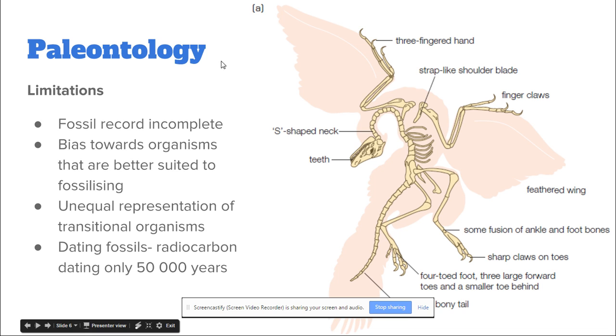Just as an example, some limitations of using paleontology and transitional forms is that the fossil record is sometimes incomplete, and that bias is lent towards organisms that are better suited to fossilizing. So therefore, there's an unequal representation of some transitional organisms compared to others. And we know that dating of fossils is sometimes really hard, as radiocarbon dating only allows us to date fossils up to 50,000 years old, which might seem like a long time, but is not a long time when we're dealing with the evolution of species.